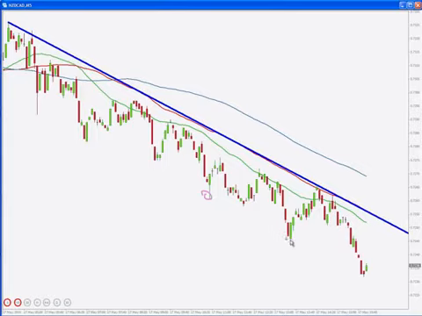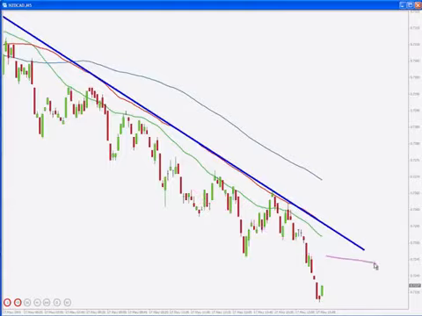If I link any of these swing lows, we can see that price is still above this trend line, and therefore I'm not going to be able to use it as a bounce point. Remember that in order to have a bounce, this counter trend line should fall above current market price, so we can actually get a bounce.